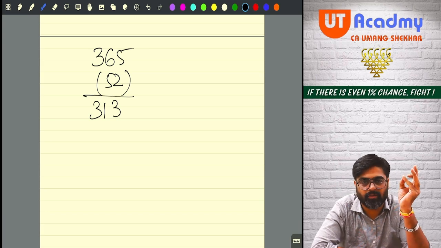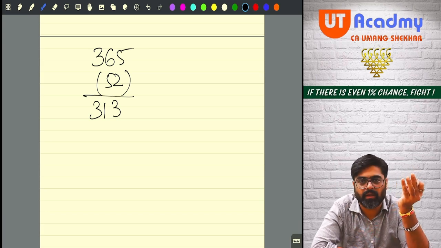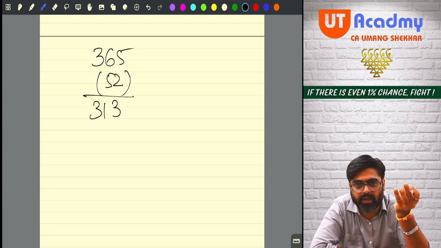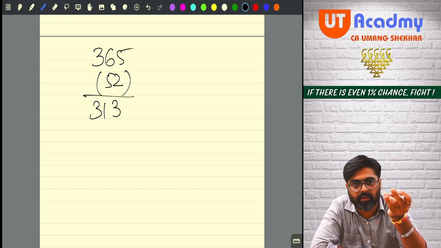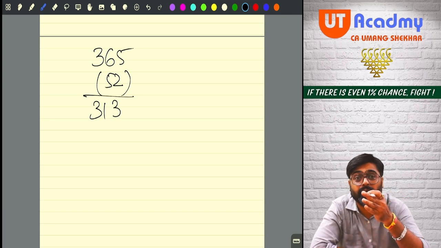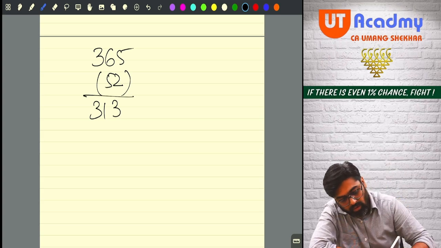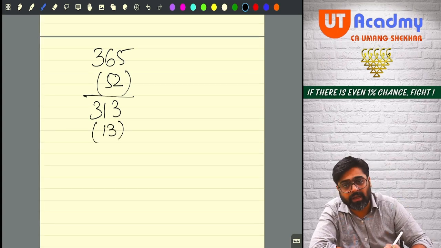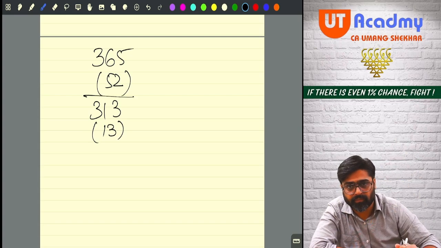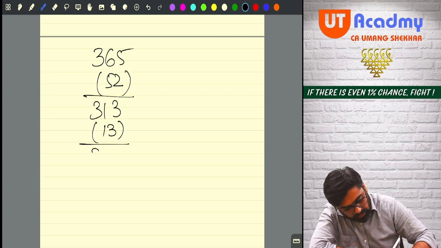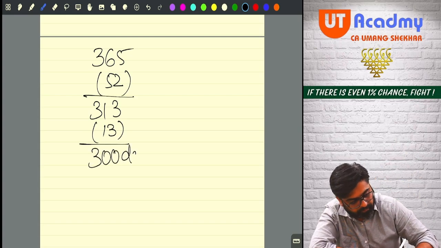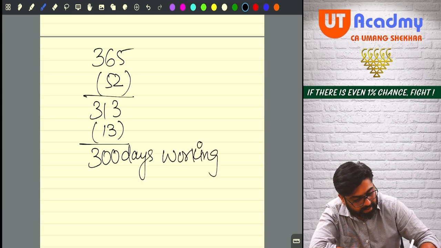Now, Diwali is there, Pongal is there, Holi is there, Raksha Bandhan is there, 26th January is there, 15th August is there. These are known as national holidays, public holidays, right? So, for example, 13 days in a year are public holidays. So if you reduce those, 300 days are known as working days in a year.